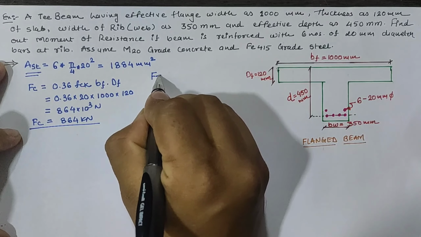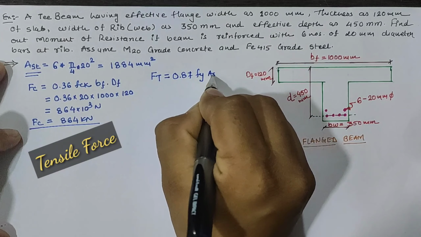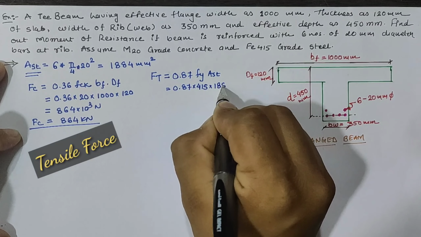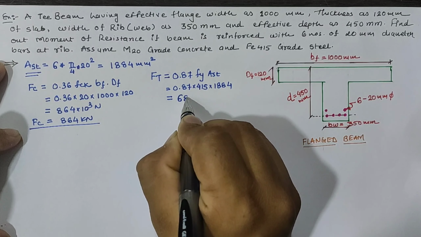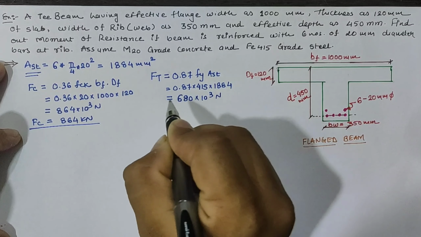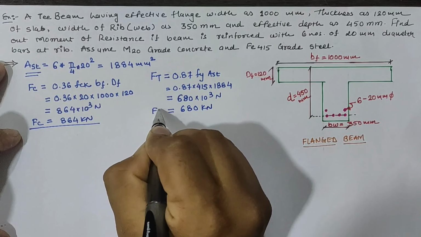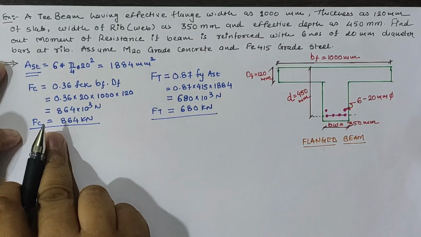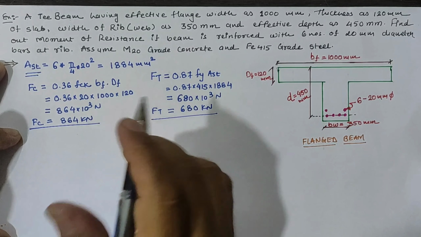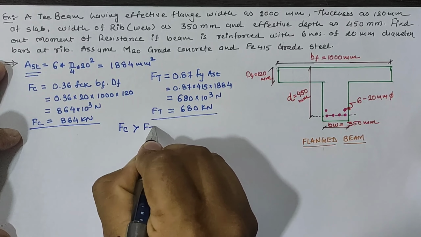Similarly, force in tension can be calculated by equation, which gives 680 into 10 raised to 3 Newton. In terms of kilonewton it is 680 kilonewton. So force in tension is 680 while force in compression is 864. Now from the values we can say that our compression force is greater than tensile force.